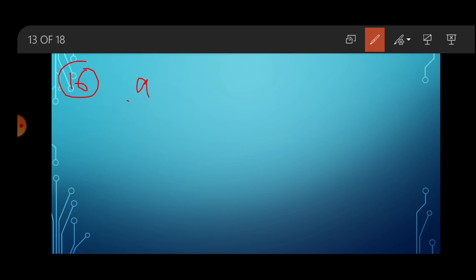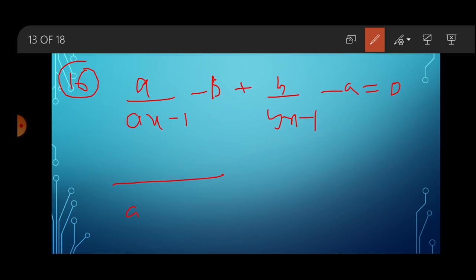So according to the hint, what we have to do is a/(x minus 1) minus b plus b/(bx minus 1) minus a is equal to 0. This is what your equation becomes actually. The original equation was something different. Now, taking the LCM, we will solve these two brackets separately.